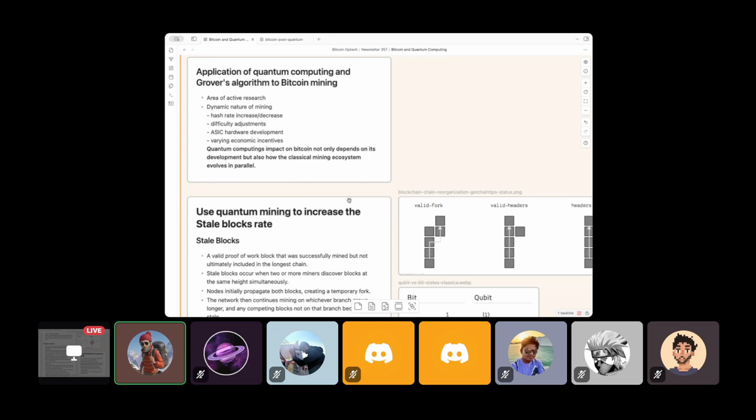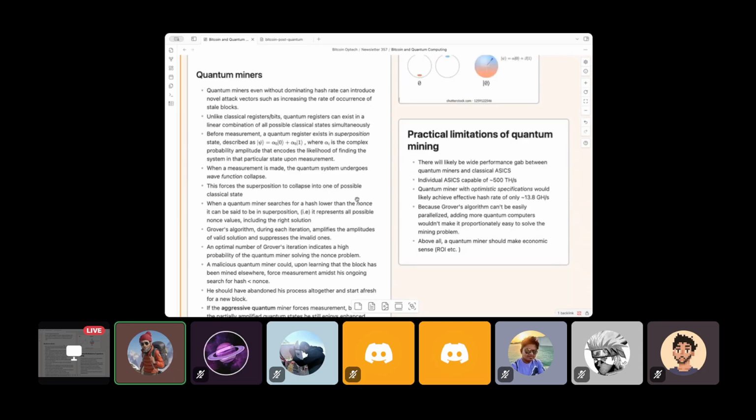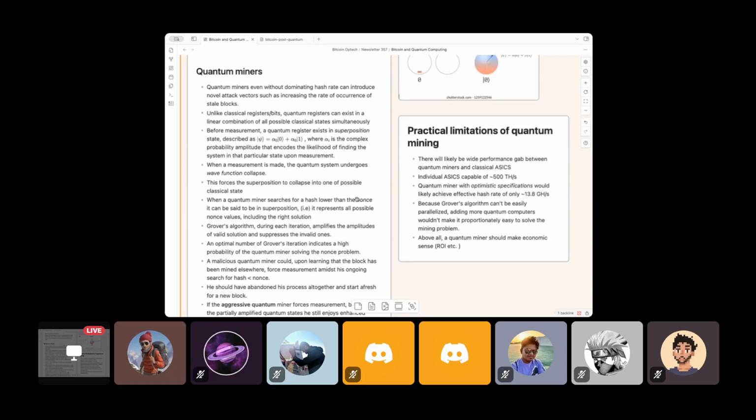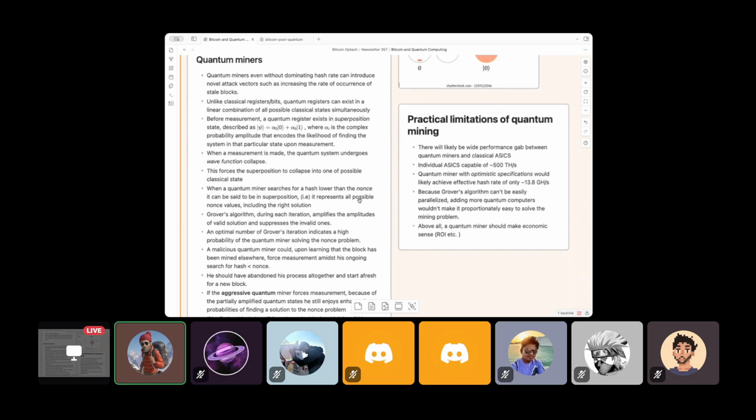So this is an overview of how a miner can be used as a threat vector. But realizing this in practice is not very easy, because there is likely to be a wide performance gap between a quantum miner and a classical ASIC.